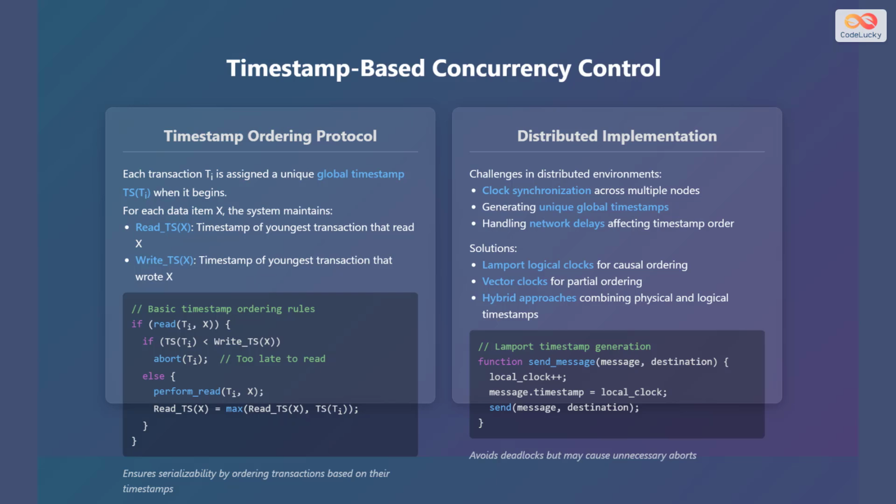The distributed implementation faces challenges in clock synchronization across multiple nodes, generating unique global timestamps, and handling network delays affecting timestamp order. Solutions include Lamport logical clocks for causal ordering, vector clocks for partial ordering, and hybrid approaches combining physical and logical timestamps. The Lamport timestamp generation includes a function. When sending a message to its destination, increase the local clock, set the message's timestamp to the local clock, and send the message to the destination. It avoids deadlocks but may cause unnecessary aborts.